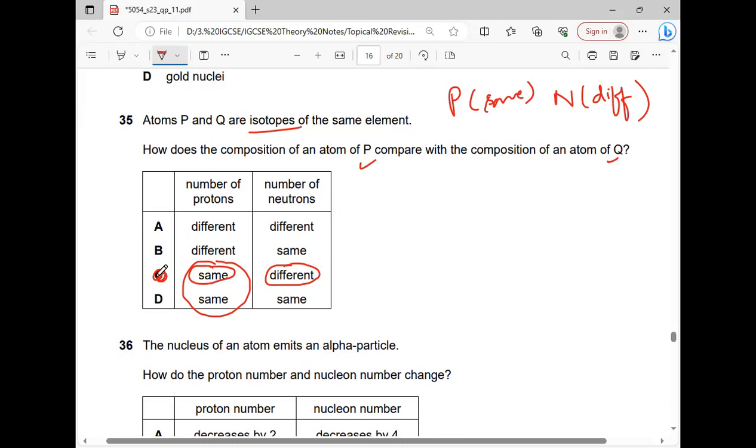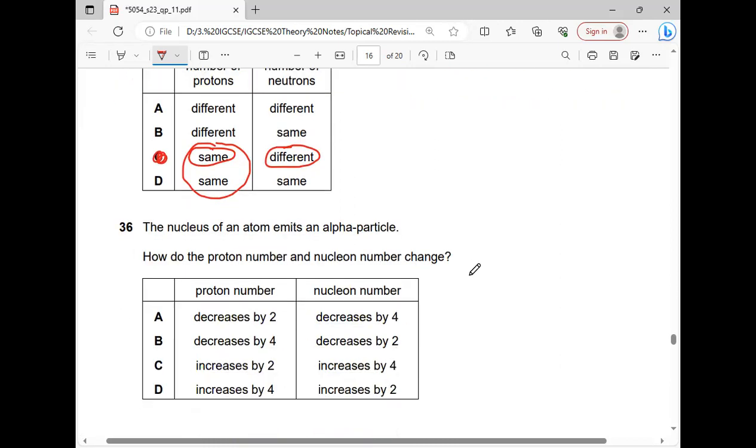Okay. So let's move towards the next question. The nucleus of an atom emits an alpha particle. How do the proton number and nucleon number change?